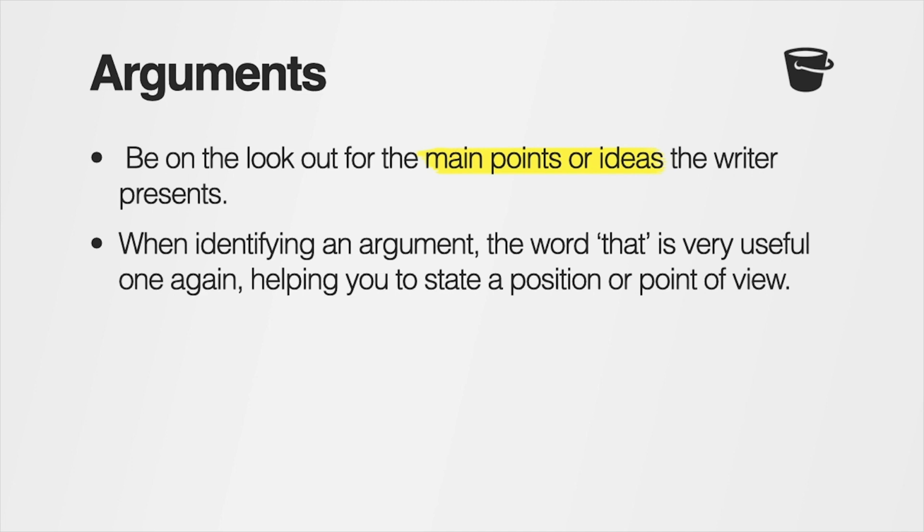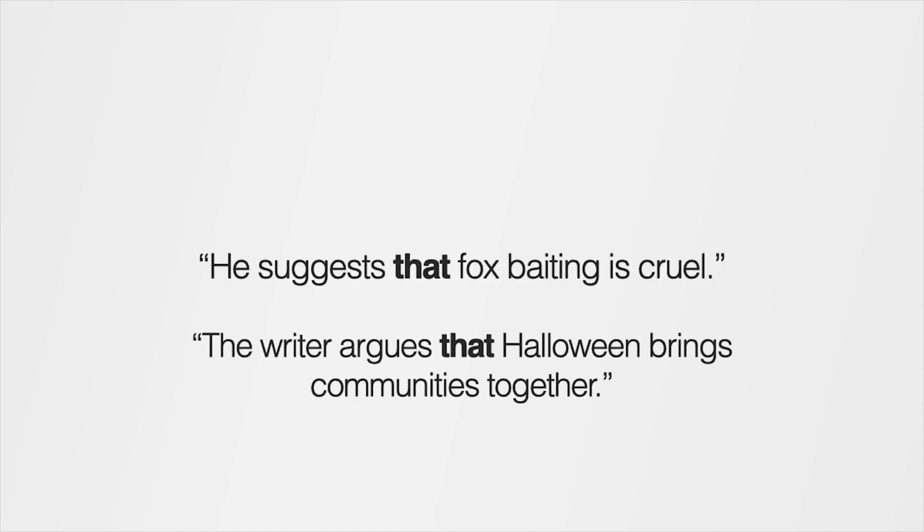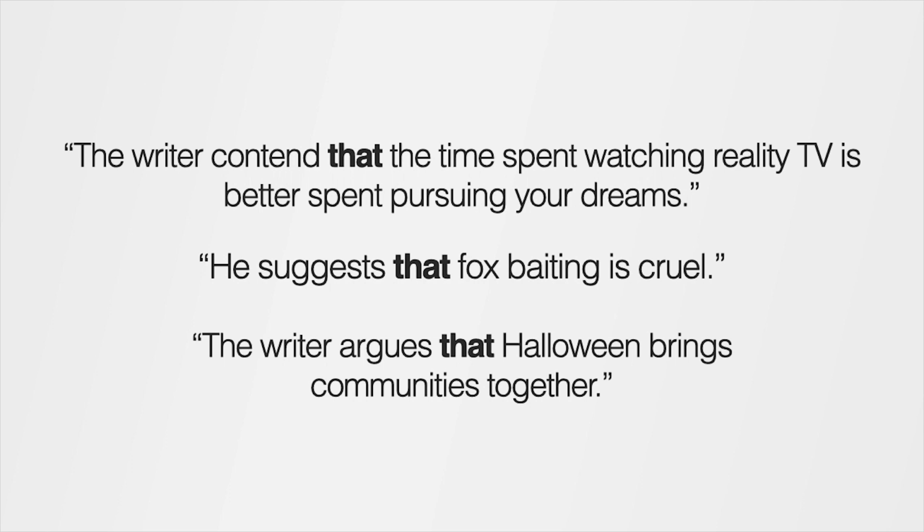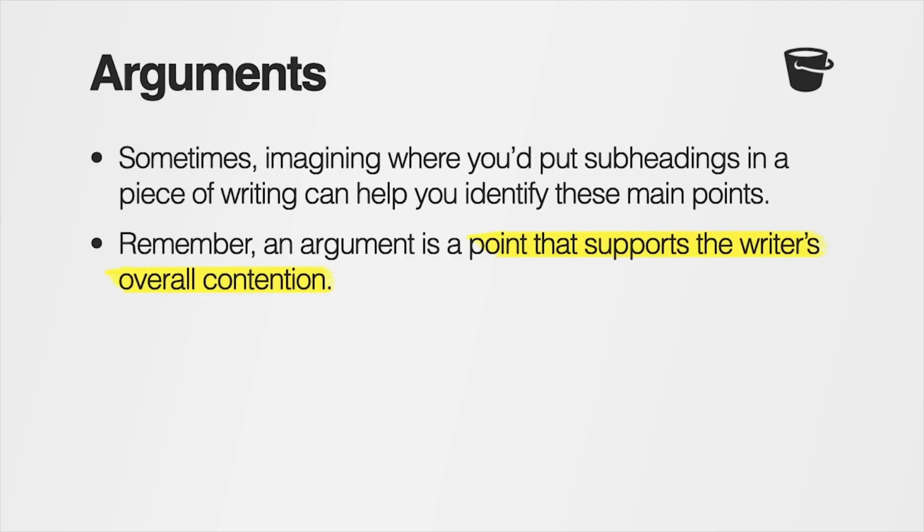When identifying arguments, the word "that" is very useful once again, helping you to state a position or point of view. Here are some examples. The writer argues that Halloween brings communities together. He suggests that fox baiting is cruel. The writer contends that the time we spend watching reality TV is better spent pursuing our dreams. Sometimes imagining where you'd put subheadings in a piece of writing can help you identify these main points. Remember that an argument is a point that supports the writer's overall contention.